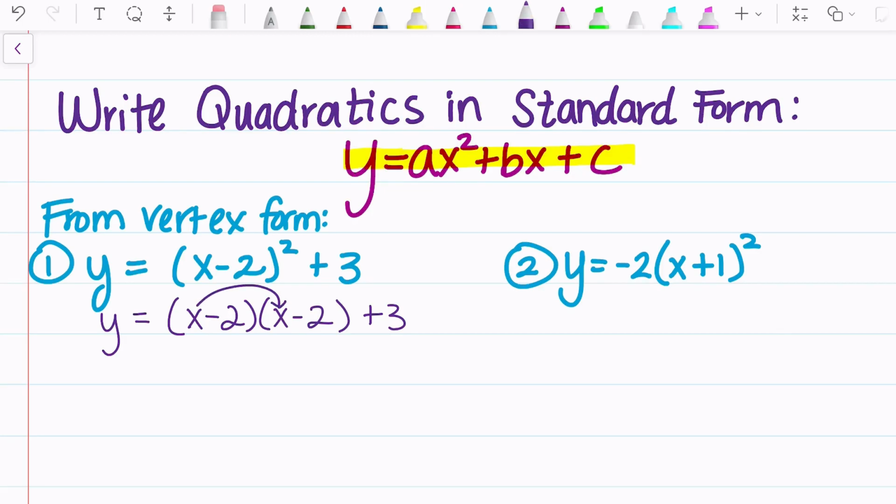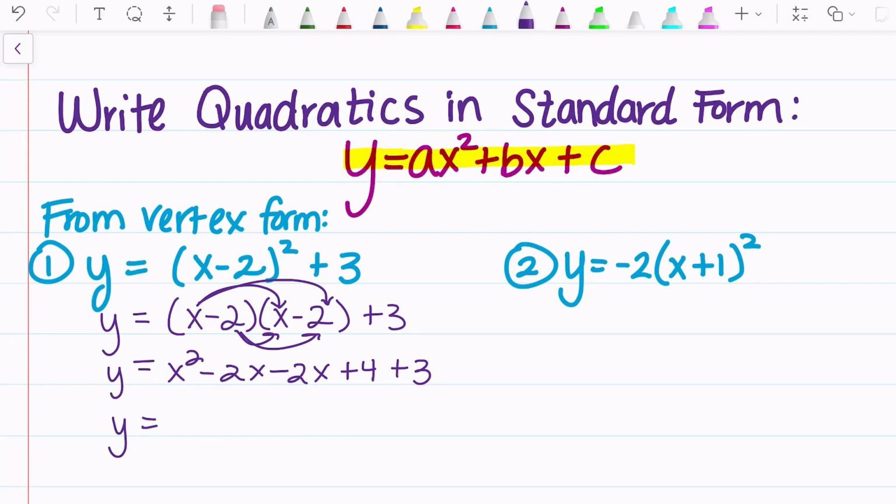X times x is going to give me x squared. X times negative 2 is negative 2x. Now I need to take the negative 2 and do the same thing. That will give me negative 2x, and negative 2 times negative 2 is positive 4. And then I'm going to drop down the plus 3 that was on the outside.